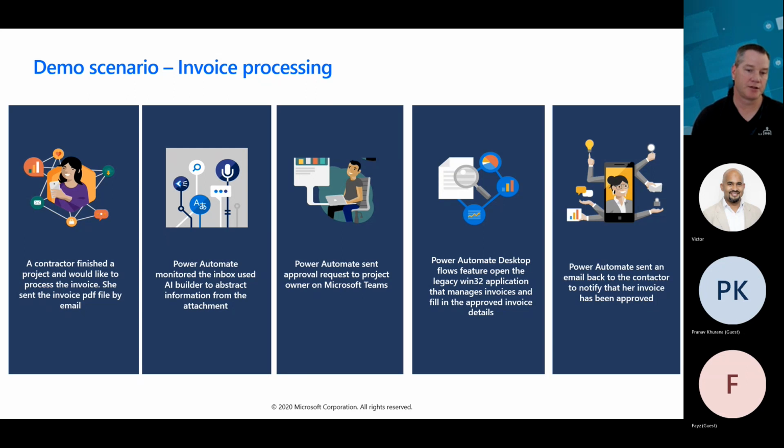So we can go ahead and send it to someone through Teams for approval. And, provided they approve it, then we can kick off that process that's going to drive that legacy UX, that legacy application, in order to upload those details into the invoice system itself. And then finally, we're going to close the loop and send the response, the outcome, back to the originator in order to complete the transaction, complete the process.